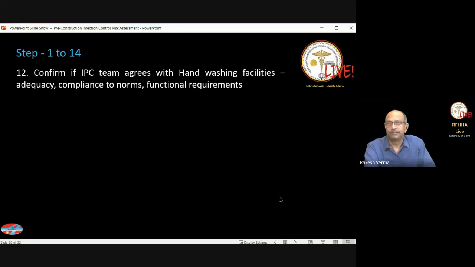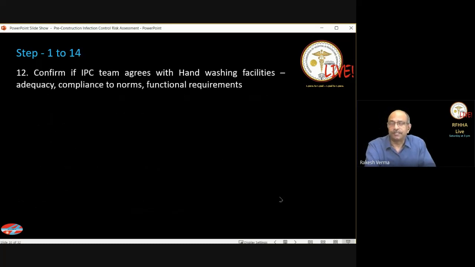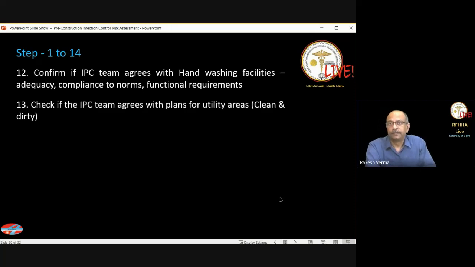So step number 11 was that we ensure adequate hand washing facilities. Step 12 is that the infection control team of your hospital or the hospital infection control committee must agree with the revised hand washing facilities being provided in that area, and check if your HICC, the infection control committee, agrees with the plans for utility areas. So clean areas and the dirty utility both have to be addressed properly.